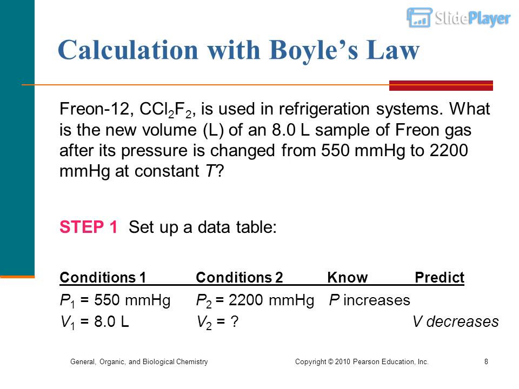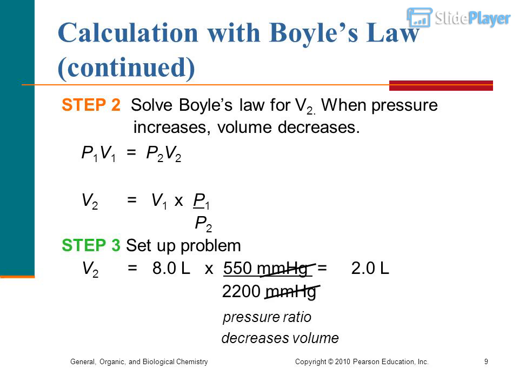Step 1. Set up a data table. Conditions 1, conditions 2, predict. P1 equals 550 mm Hg. P2 equals 2200 mm Hg. P increases. V1 equals 8.0 liters. V2 equals? V decreases.